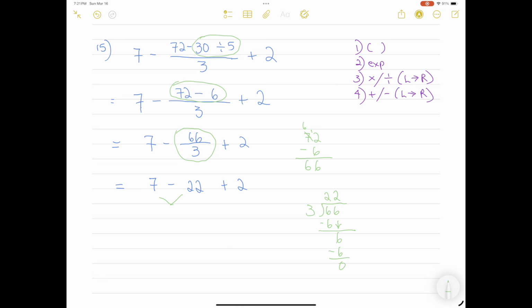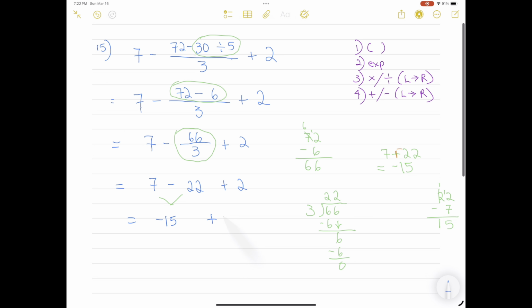I solve these addition and subtraction problems from left to right. So first I must solve 7 minus 22. I do that calculation on the side. 7 minus 22, I add its opposite to get 7 plus negative 22. When I add integers with different signs, I treat it as a subtraction problem: 22 minus 7, and the number with the larger absolute value, negative 22, gives its sign, so the answer is negative 15.